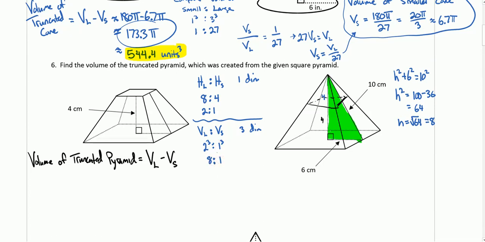So if I say, well, the volume of the larger divided by the volume of the smaller is going to be 8 to 1. If I cross multiply, I get 8 times the volume of the smaller is equal to the volume of the larger. Divide by 8, and the volume of the smaller is going to be the volume of the larger divided by 8. We'll come back to that.